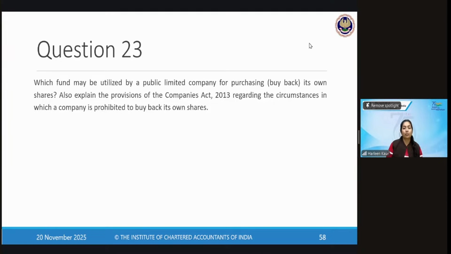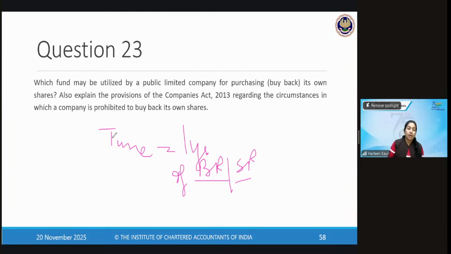Okay, so before I open this buyback question number 23, I want to ask you certain questions. The buyback of shares should be completed within how much time period? The buyback of shares should be completed within how much time period? 1 year of what? Dash or dash? 1 year of the board resolution or the special resolution. Once the buyback has been done, the original earlier shares should be destroyed in how many days?